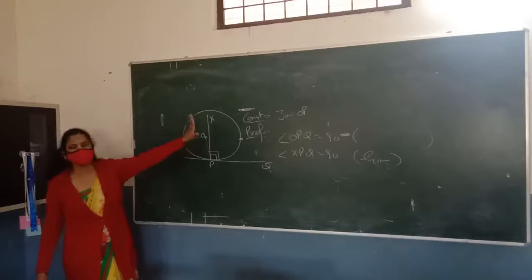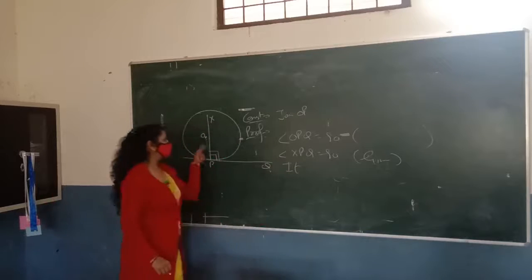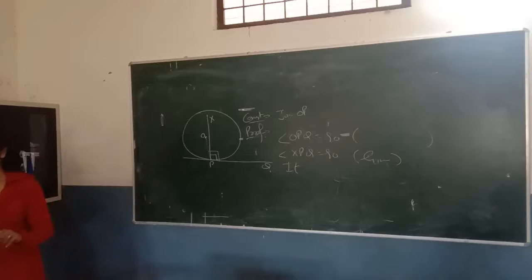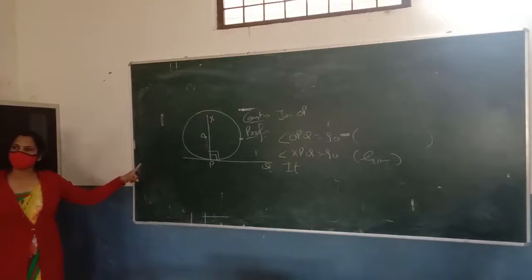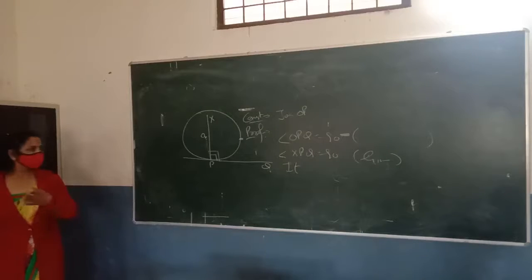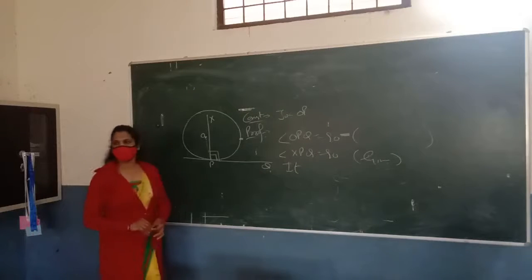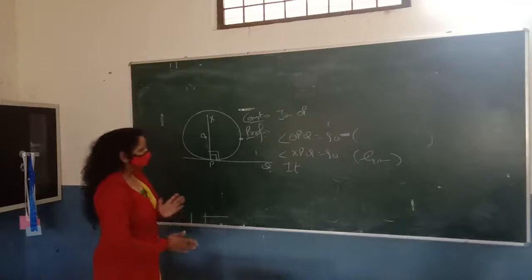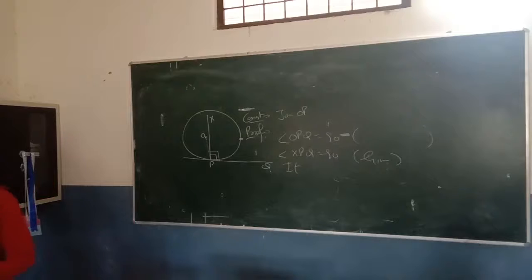So now again we have to write only the statements. It is possible only when OP will coincide over XP. So the perpendicular will pass from the center of the circle. Clear, Sisti? So you can write this one.